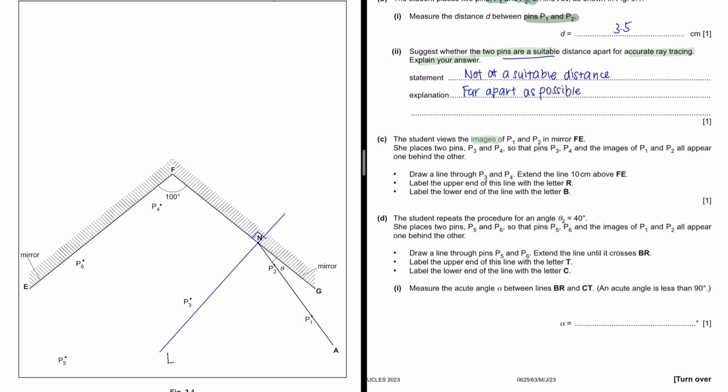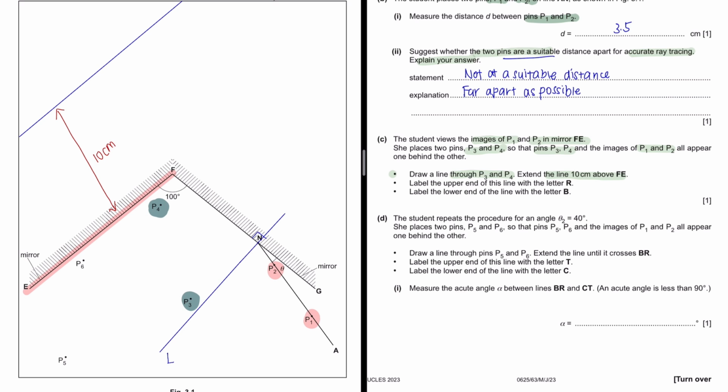Question C. The student views the images of P1 and P2 in mirror FE. She places two pins P3 and P4 so that pins P3 and P4 and the images of P1 and P2 all appear one behind the other. The first bullet point: draw a line through P3 and P4. Extend the line 10 centimeters above FE.